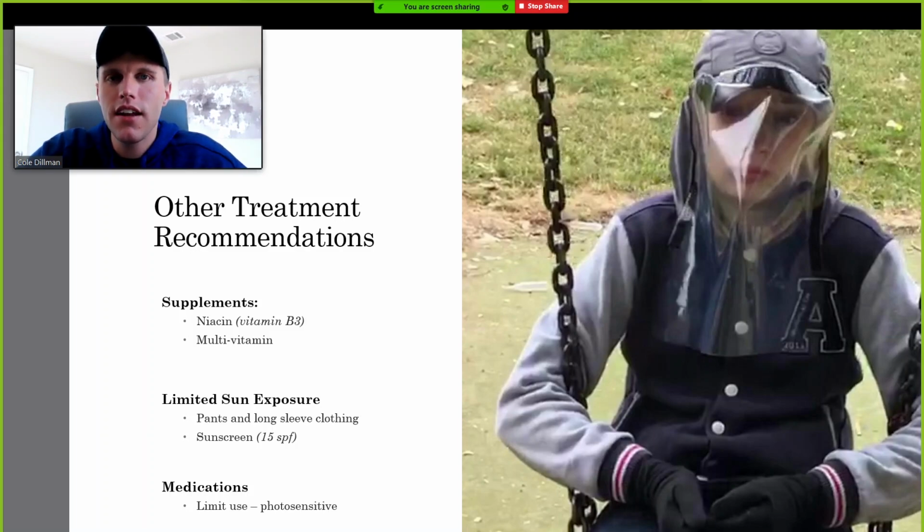Medications, it just stated that they should limit their use because multiple medications can make our skin more photosensitive, which can cause the rash that you've seen in the previous pictures. Now, this is a little overboard. I just found it funny, and it was actually a picture saying that he was trying to protect himself from COVID.